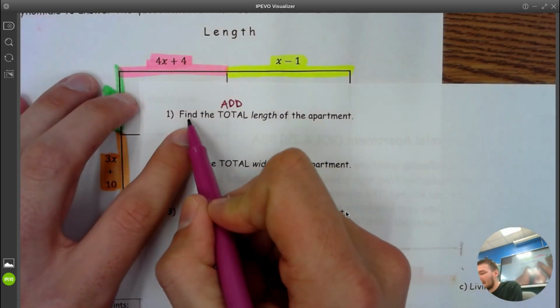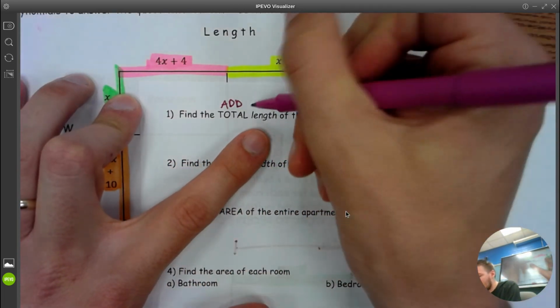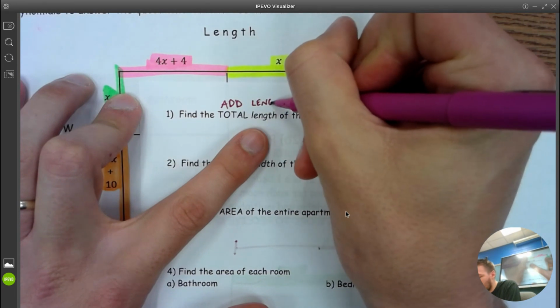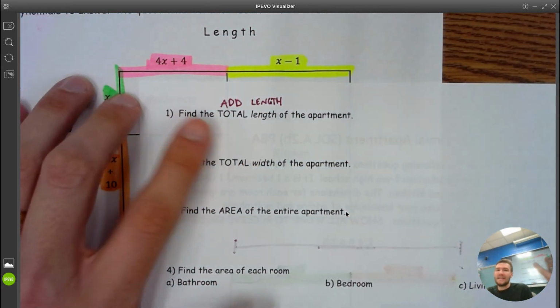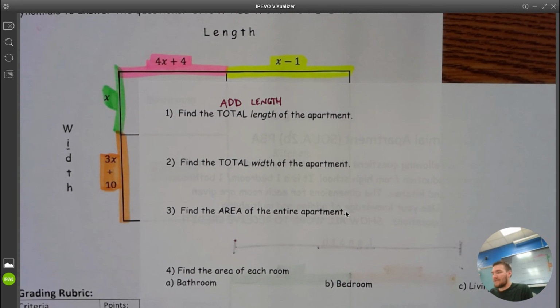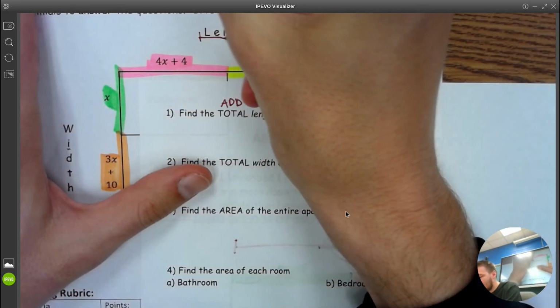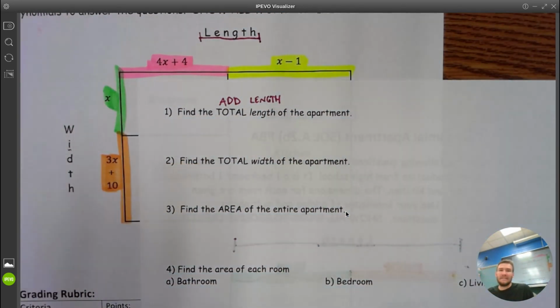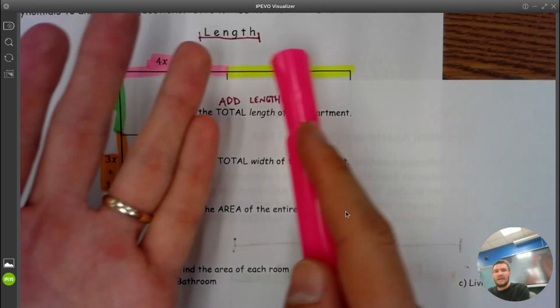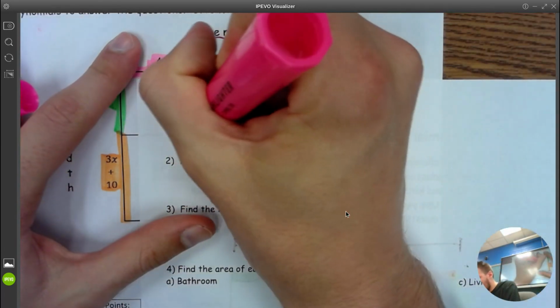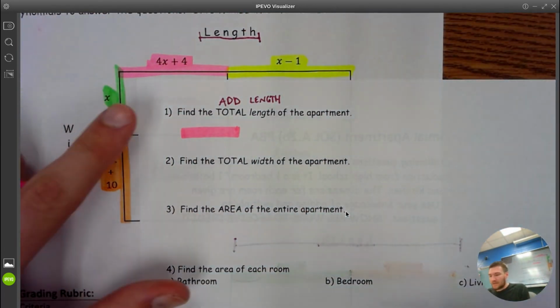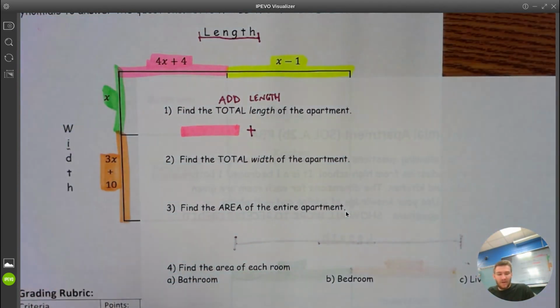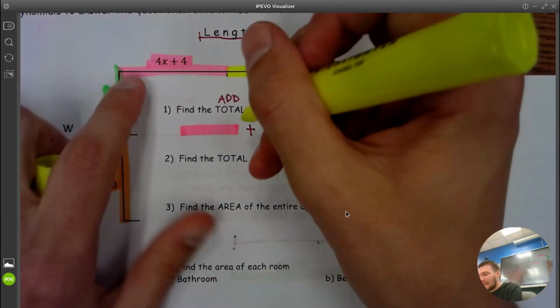And they said the total length. So what do we want to do? We just want to add the lengths together. Okay? You see this where it says length up here at the top. I know length is a weird word. The more you say it, the more weird it gets. Which 2 colors make up the length? Obviously, pink and yellow. So what we're going to do is we're going to take the pink and we're going to add it together with the yellow.